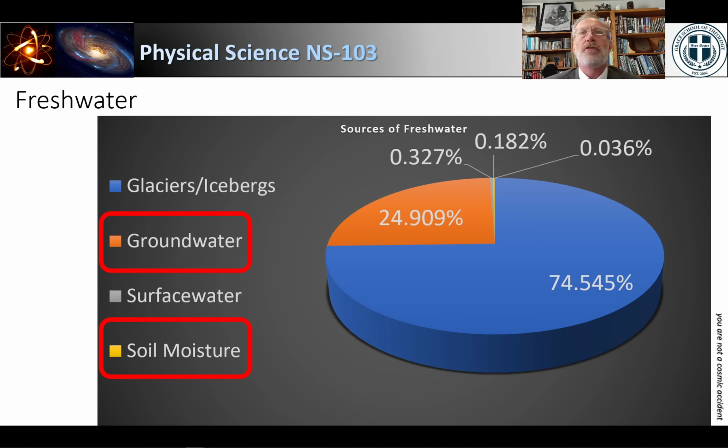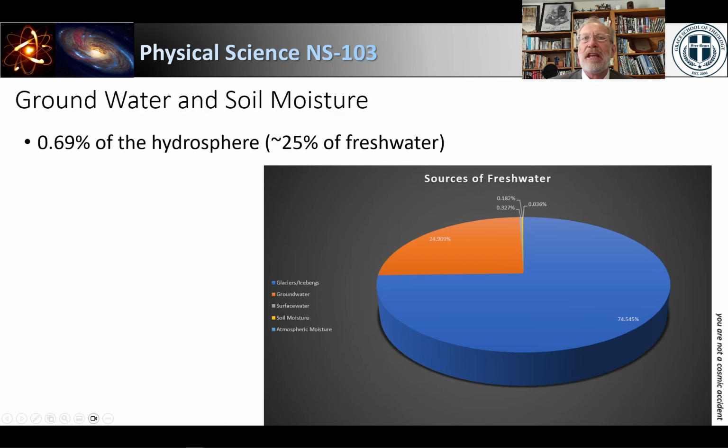Well, let's continue our journey as we explore the sources of water here on our amazing planet. In this case, we're going to continue with fresh water, and we're going to look at these two little slices, groundwater and then soil moisture. You've seen this picture before, so you see how small the slices are. But let's zoom back out. The groundwater and soil moisture make up less than 1% of the entire hydrosphere.